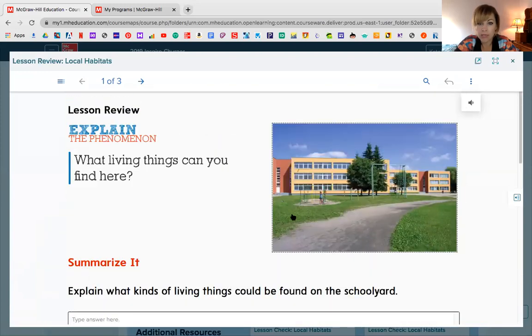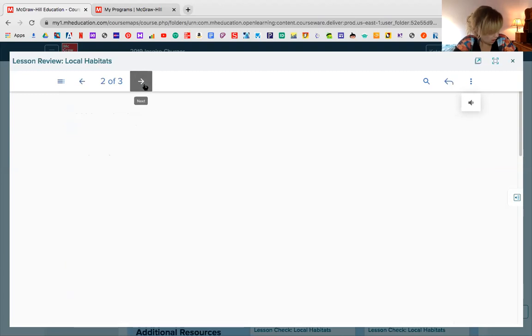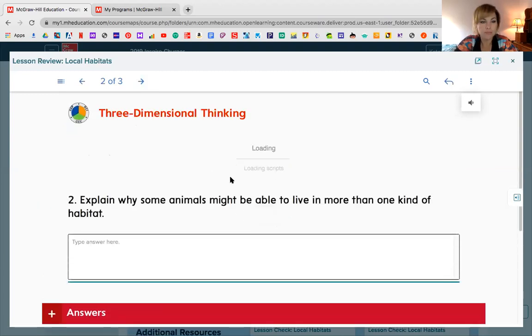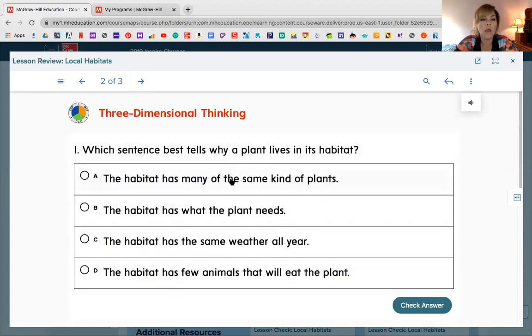We've got trees, grass, and you know what's in grass. You're going to find some bugs, right? So that's why they talked about insects. Page 71 has a question for us. It says, which statement best tells why a plant lives in its habitat? So think about a plant. Why would it live there? What does a plant need? A plant needs water, food, and some type of shelter, right? Because if I've got a car driving over it, that's not somewhere safe for a plant to grow. So what was your answer?